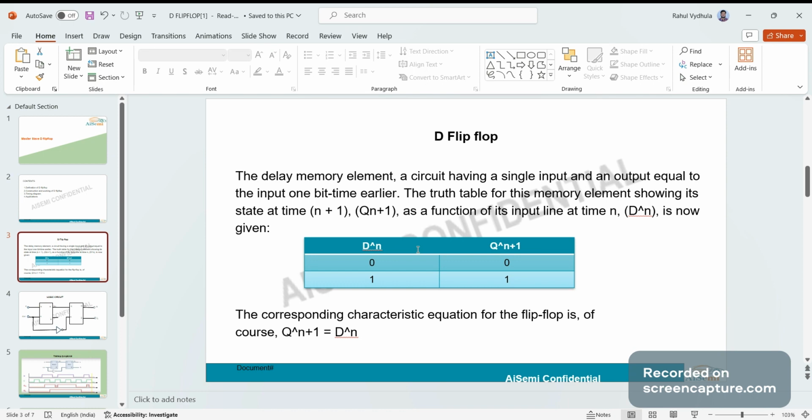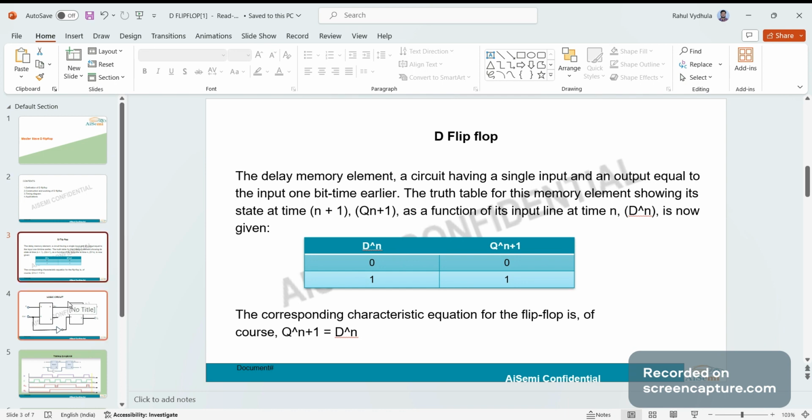This is the truth table of the D flip flop. For example, if you give an input of 0, the output is 0. If you give an input of 1, the output will also be 1. The corresponding characteristic equation for the flip flop is Q power n plus 1 is equal to D power n. Both will be equal. This is the definition of the D flip flop.